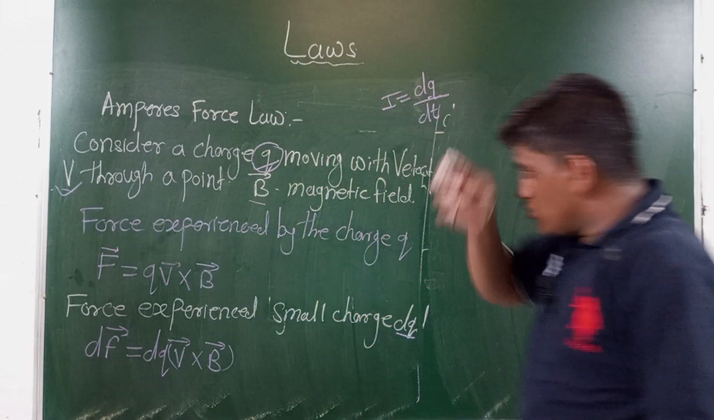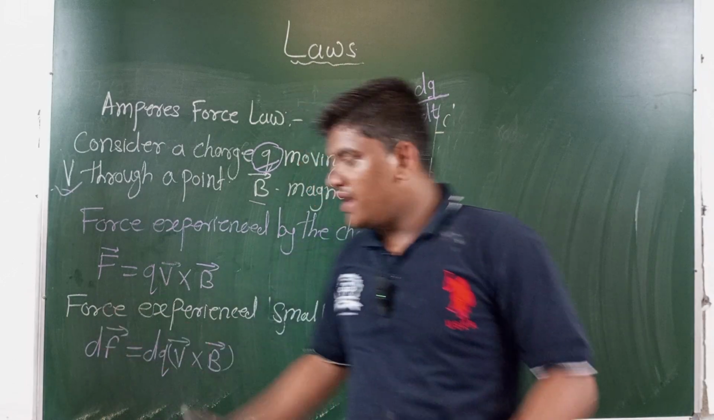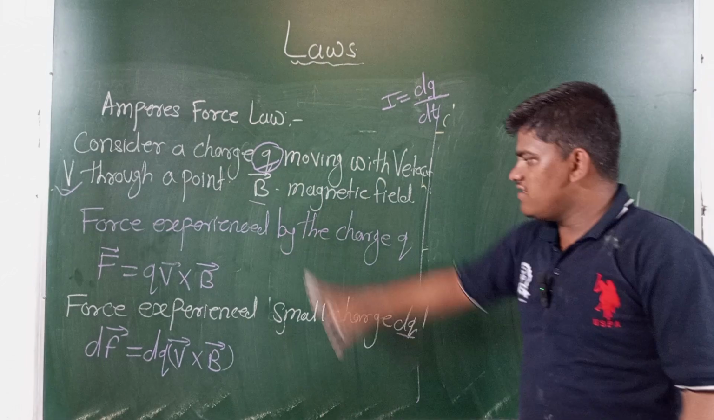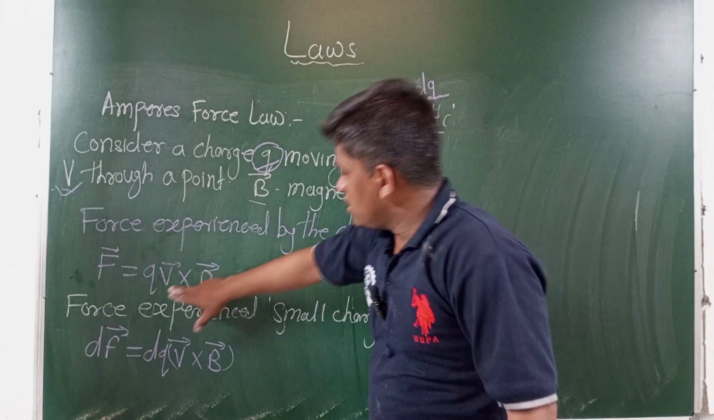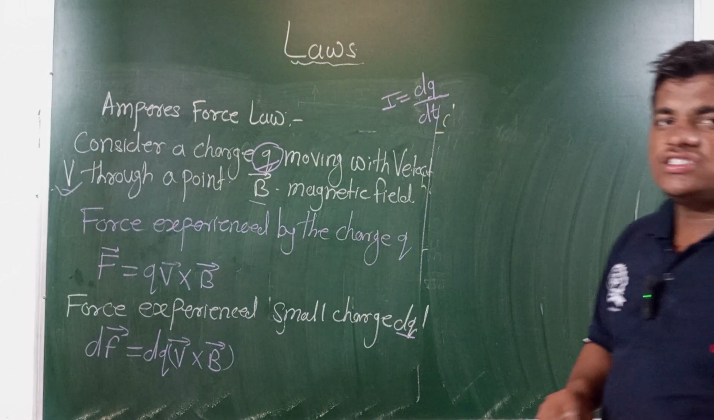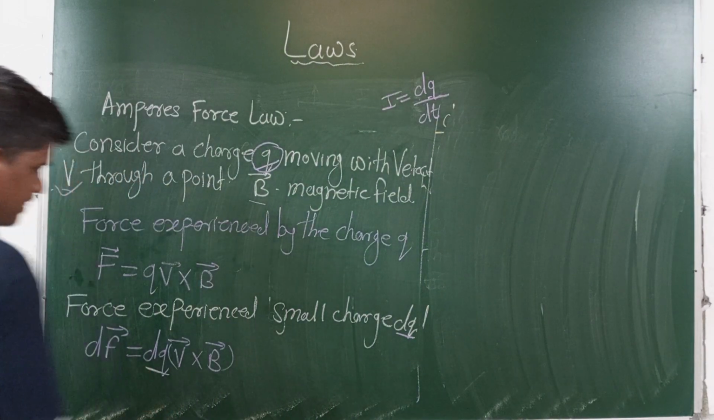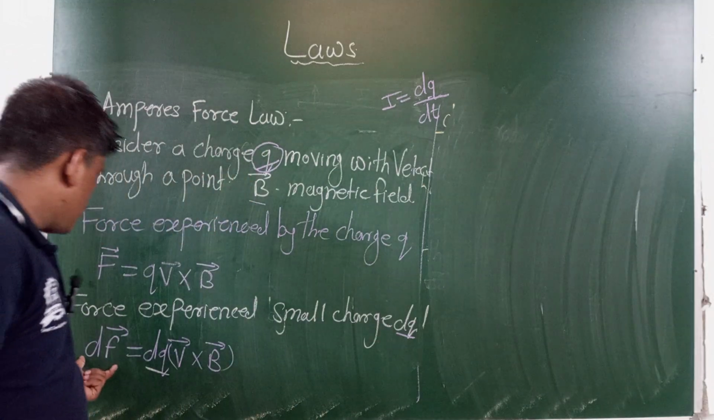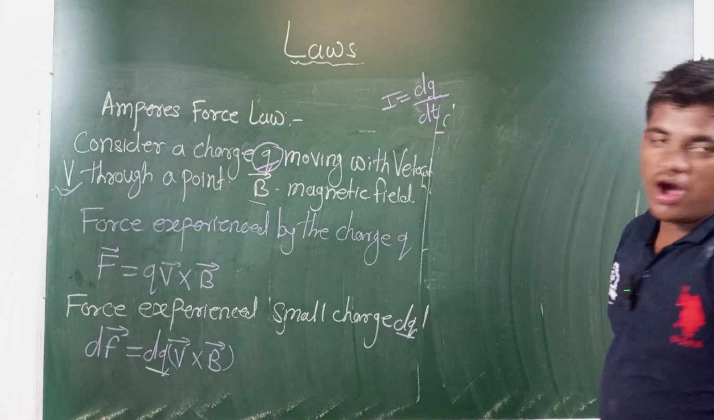If the charge is in motion, it experiences a certain force, and it produces the magnetic field induction, that is b bar, and the force experienced by that charge is q into v bar cross b bar. At that time we can take one of the smallest charges dq, the force experienced by the small charge dq is df bar is equal to dq into v cross b bar.